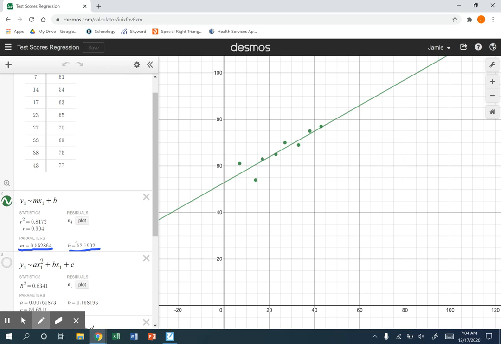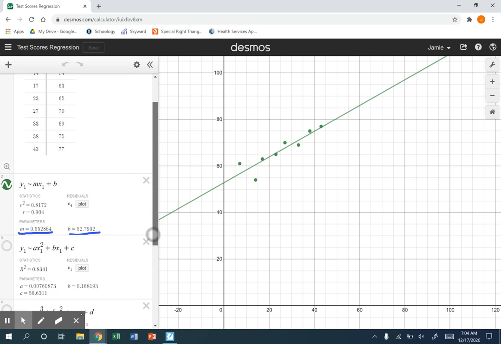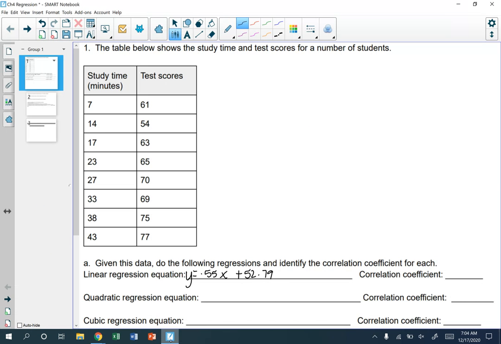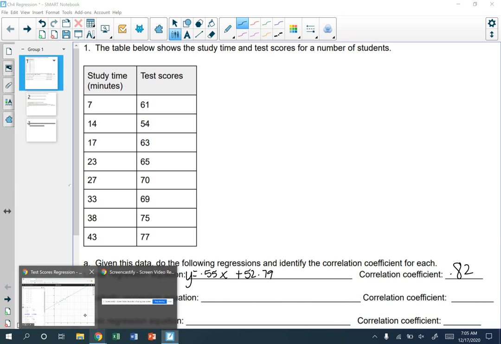Then they tell us to look at the correlation coefficient. And for these, since we're comparing, we want to be comparing the same value for all of them, and all of them have the r squared. They don't all have the r, so that's why we're going to look at the r squared values for this correlation coefficient. And this one here we see is 0.82 if we round, so I'm going to put that in here. And then we're going to go ahead and do that for quadratic, cubic, and quartic as well.